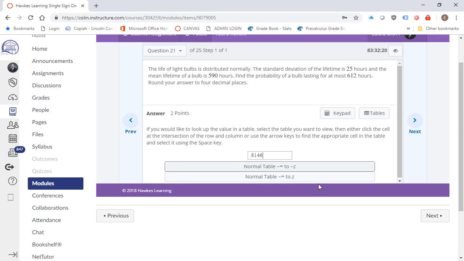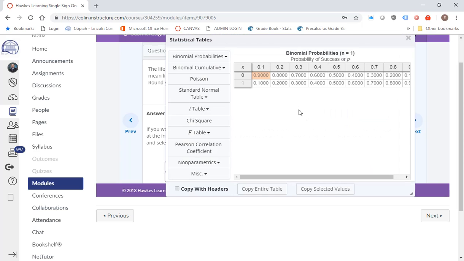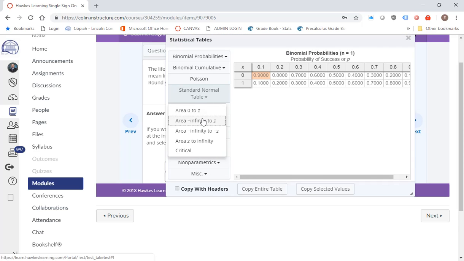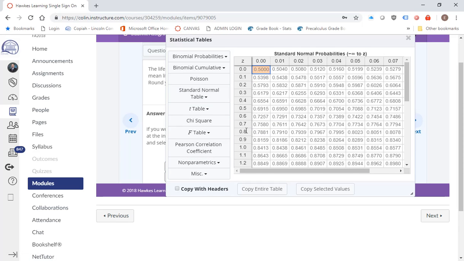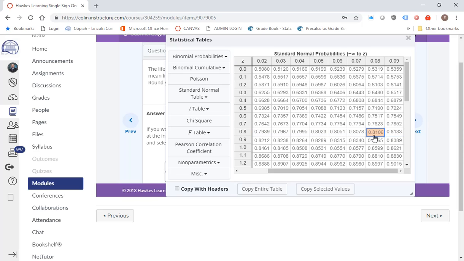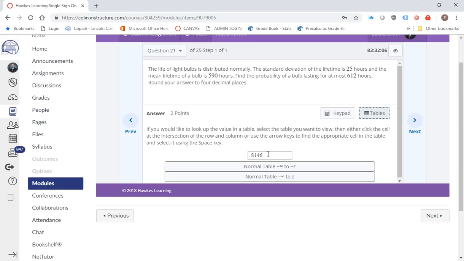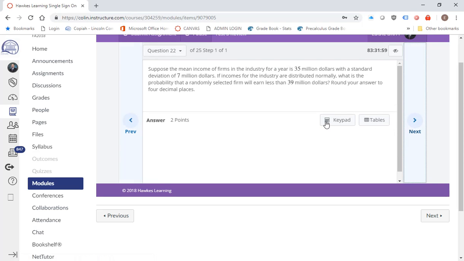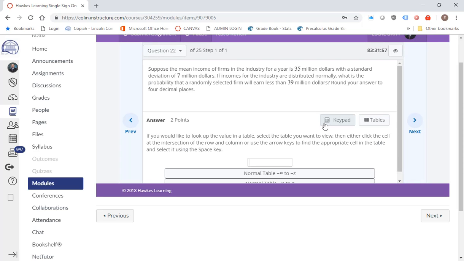And I want to double check that I put in the right value. So 0.8106. Okay. 8106. Very easy just to type something in wrong like that. I should have just copied and pasted it.